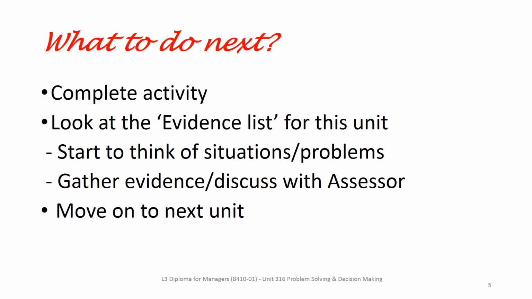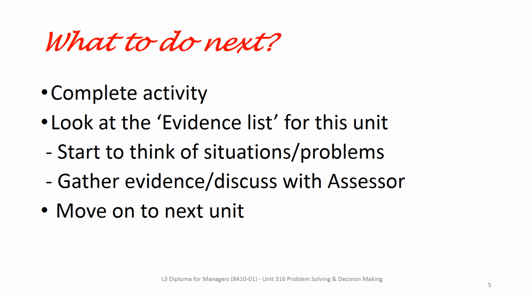Once you've completed the activity we've just discussed, you can start to have a look at the evidence list, the guidance that's given for this unit, because this is a combined knowledge and skills unit. Start to think of situations or problems that you've been involved in, and start to gather evidence of them if they've already happened. If you haven't got a good reference point like the one you just used in your activity, start thinking of them as they come up and as you get involved in them, and think about gathering evidence that's in that list. Anything you're unsure of, discuss it with your assessor.